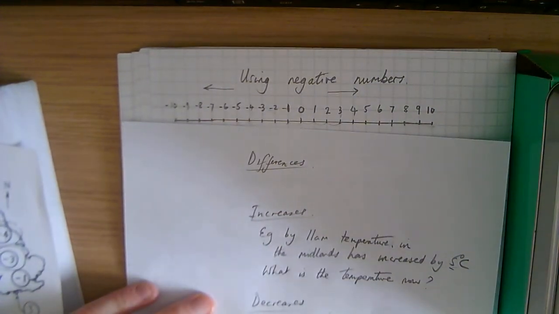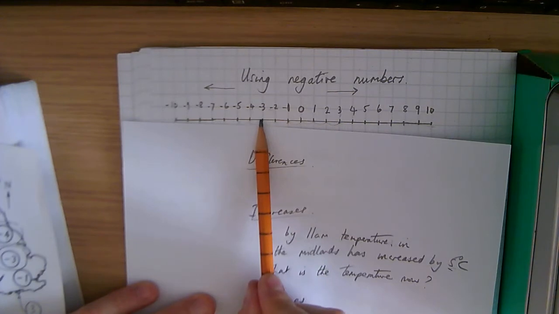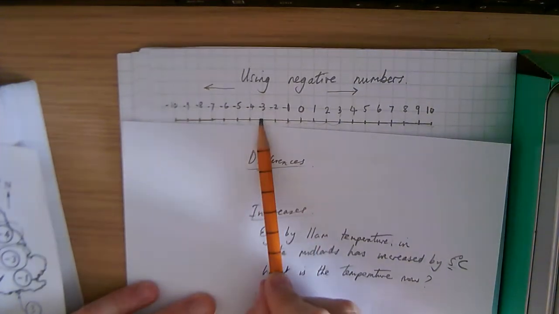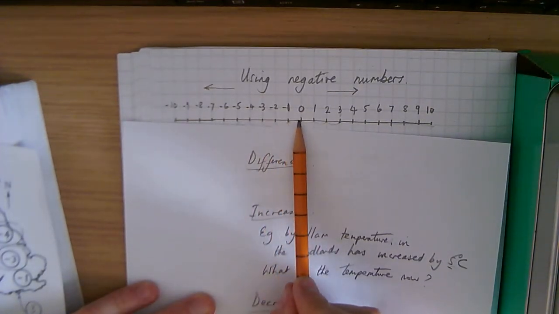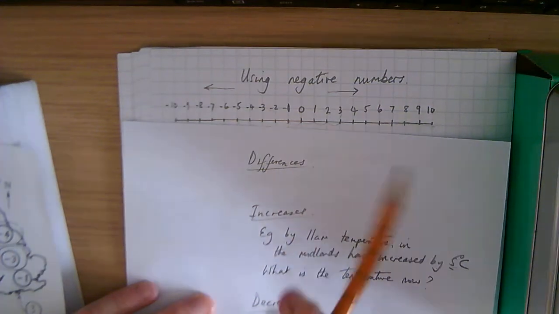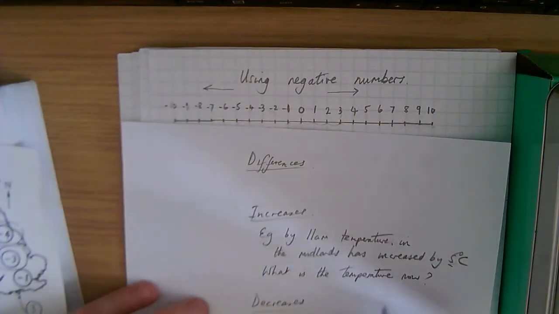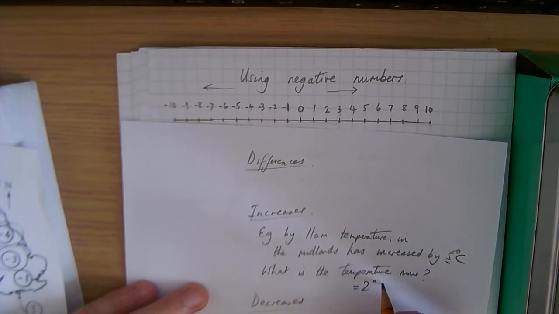So we get our number line and we go to negative 3, and it increases by 5, so we count 1, 2, 3, 4, 5. So the new temperature is 2 degrees Celsius. The temperature now is 2 degrees Celsius.